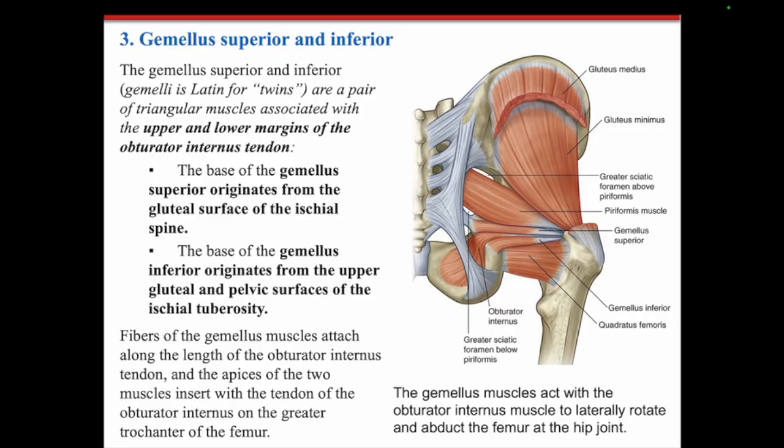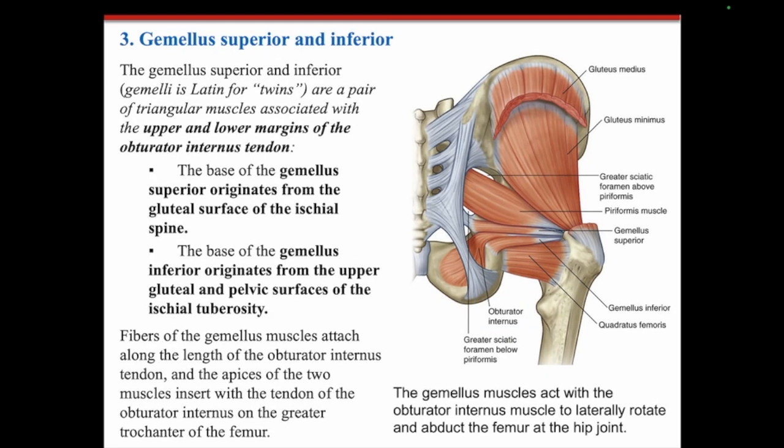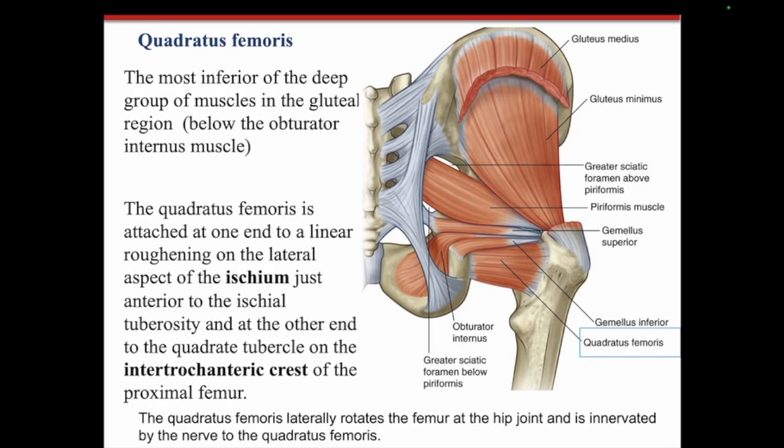The gemellus superior and inferior act with the obturator internus to laterally rotate and abduct the femur. The quadratus femoris is a muscle that is a little bit more inferior.